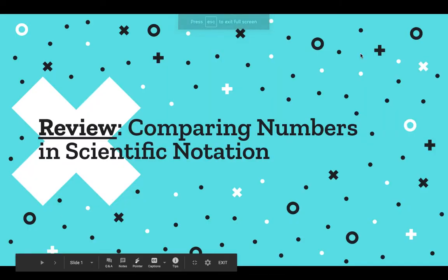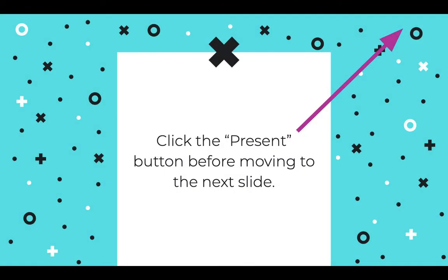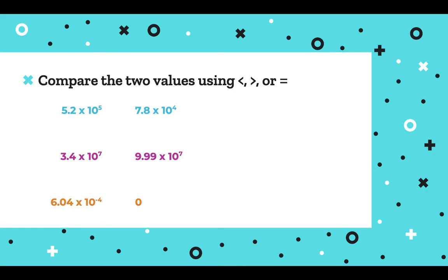Today's lesson will be a review for comparing numbers in scientific notation. Compare the two values using a greater than, less than, or equal sign. So we're comparing these two numbers in blue: 5.2 times 10 to the 5th, comparing it to 7.8 times 10 to the 4th.